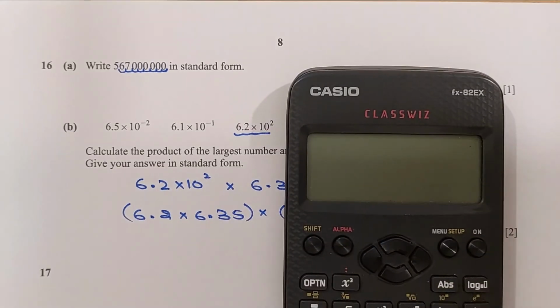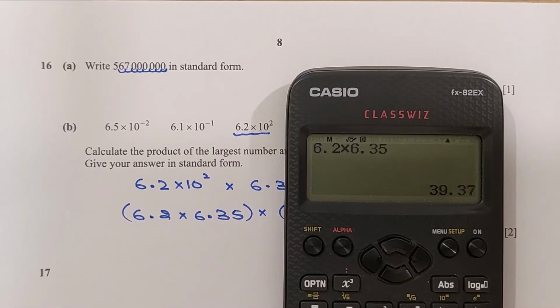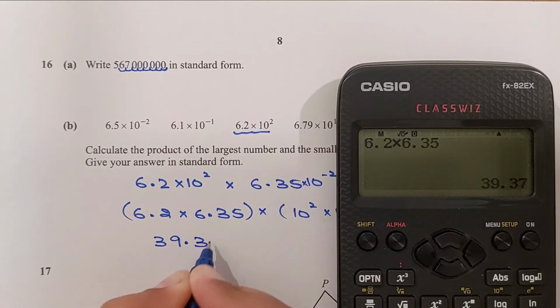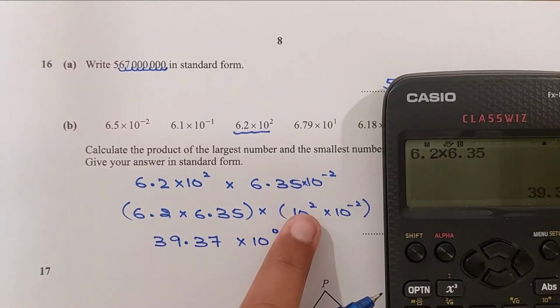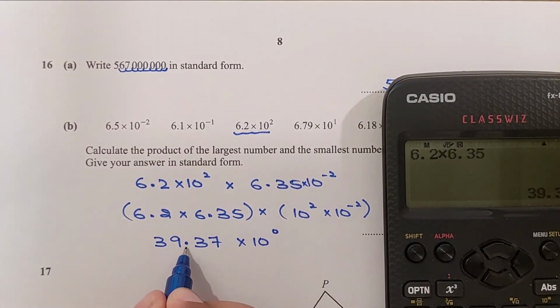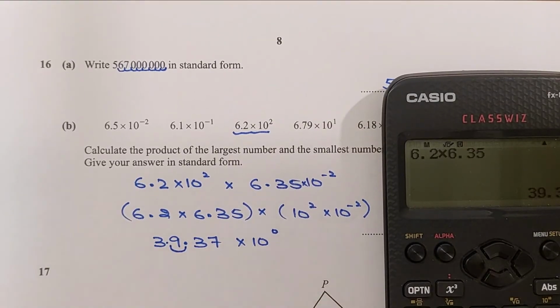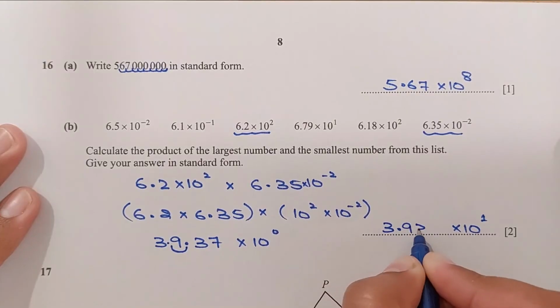Let me simplify this. 6.2 times 6.35 is 39.37. So we have 39.37 times 10 exponent 0, because 2 and minus 2 is 0. So we have to move the decimal point 1 unit to the left, that is 3.937, and in the power 0 we add 1. So the answer is 3.937 times 10 exponent 1.